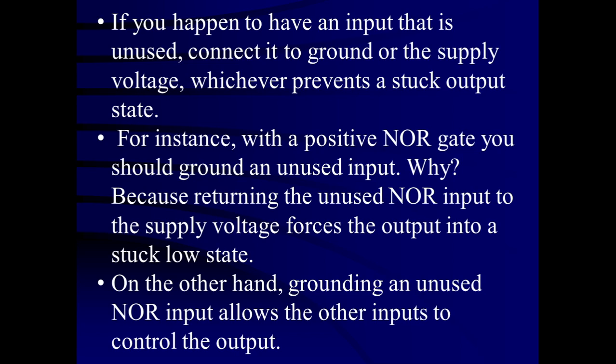So the rest of the inputs can control the gate according to our table, our input output possibilities, because tying the unused NOR gate input to the supply voltage forces the output into the stuck low state. On the other hand, grounding the unused NOR gate input allows the other inputs to control the output.